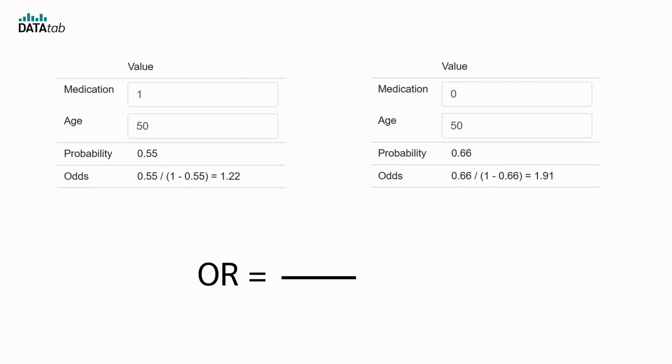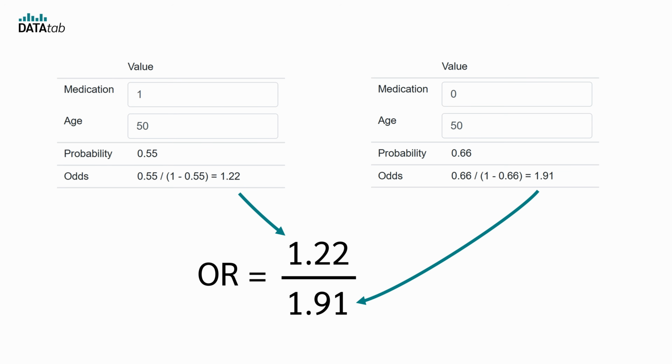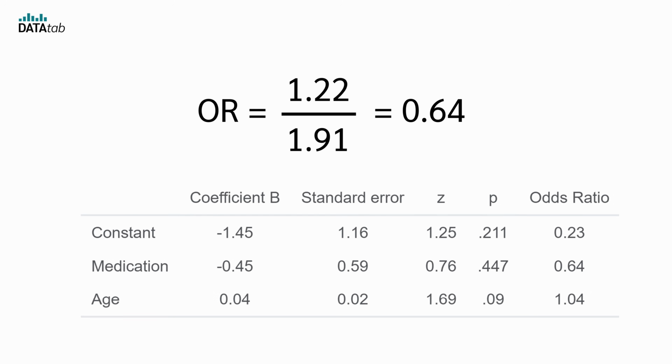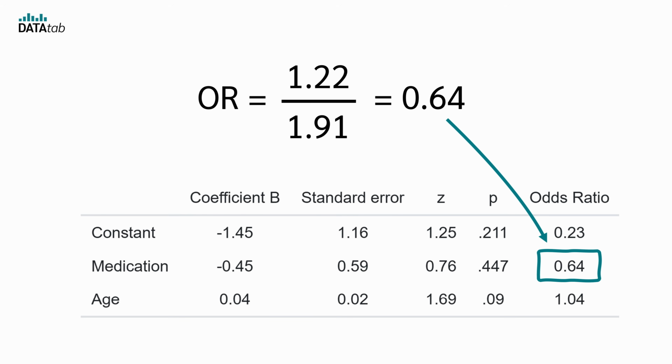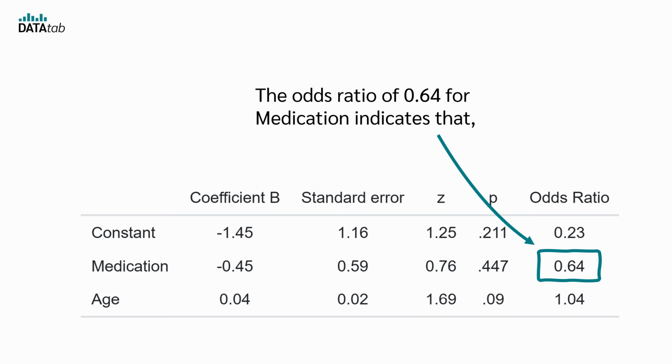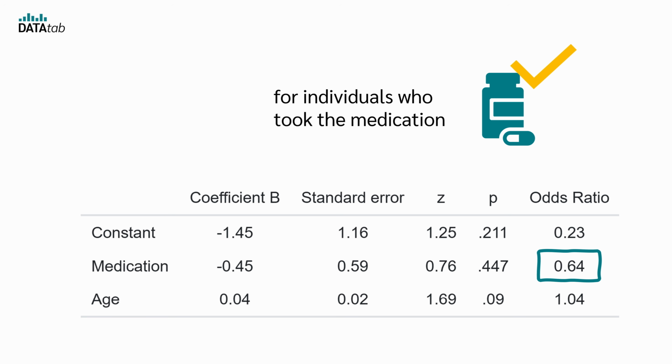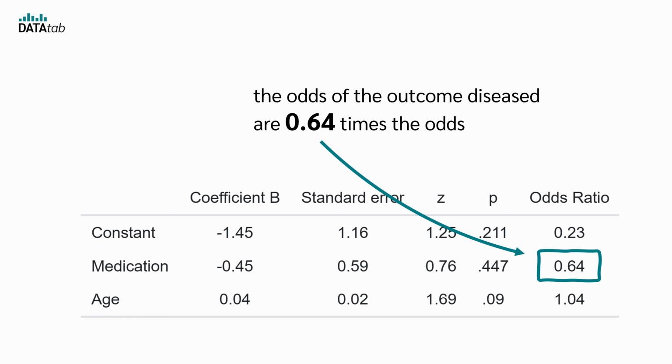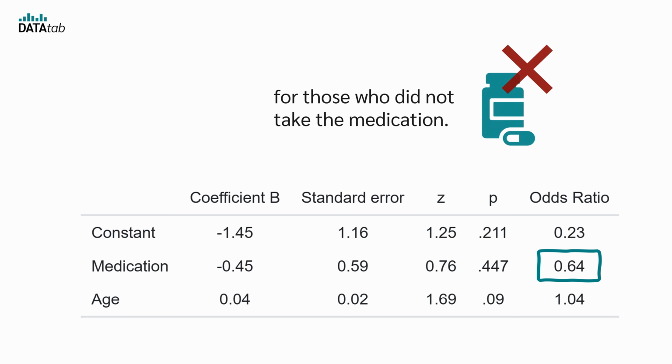So to get the odds ratio, we just need to divide the odds of a person who took the medication by the odds of a person who did not take the medication. This results in an odds ratio of 0.64. And surprise! The calculated value matches the odds ratio listed for the variable medication. The odds ratio of 0.64 for medication indicates that for individuals who took the medication, the odds of the outcome diseased are 0.64 times the odds of those who did not take the medication.